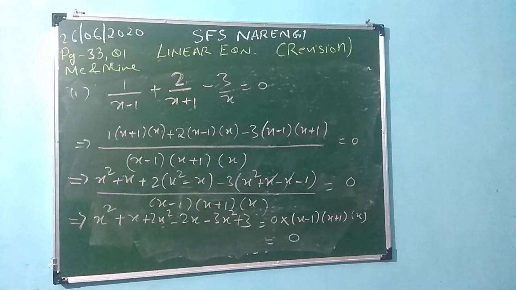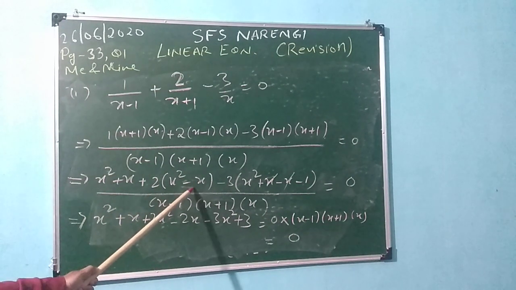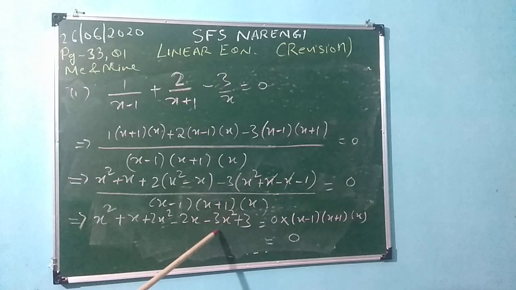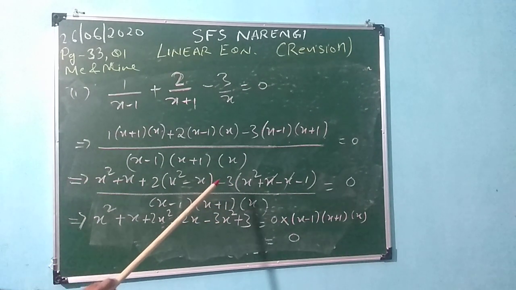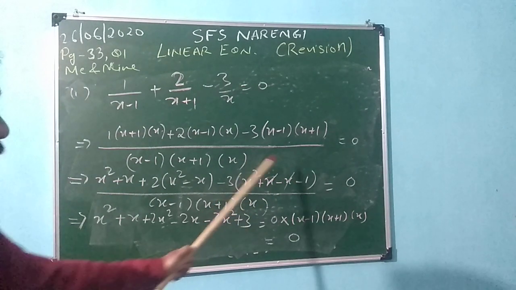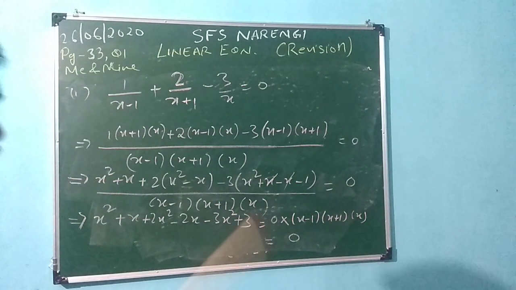Alright. Now let us see once again. X square plus x is this. 2 into x square is 2x square. Plus into minus is minus. 2 into x is 2x. That means plus 2 into minus x is minus 2x. Again minus 3 into x square is minus 3x square. Alright. And this plus x minus x will get cancelled. So minus 3 will multiply only to this minus 1. So it is plus 3.